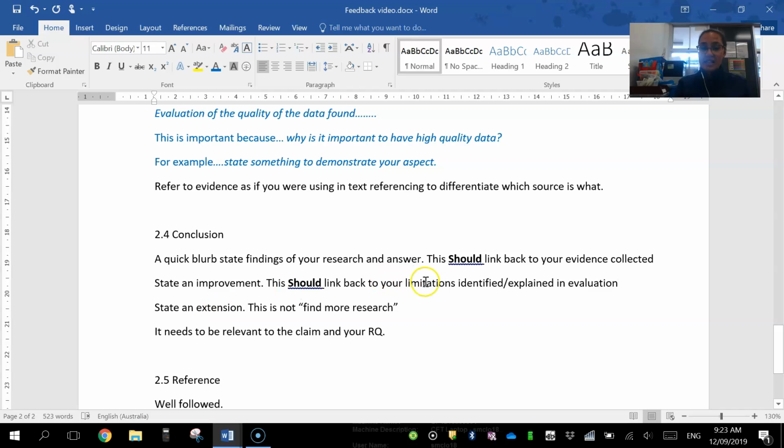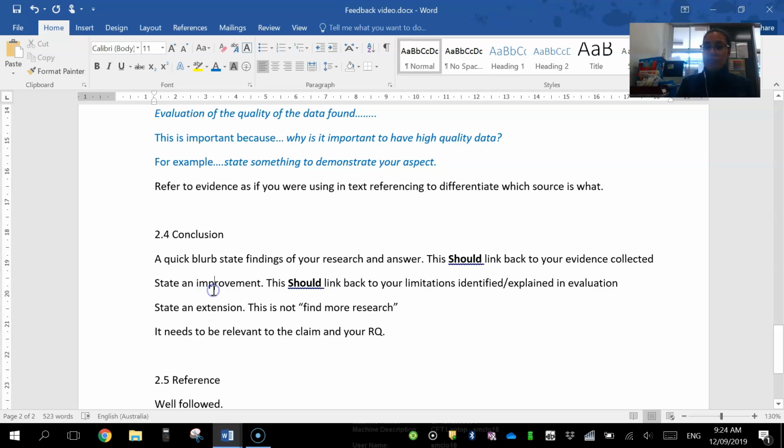And then state an extension. This is not finding more research. If you say this could be extended by finding more research, that's not relevant or specific to the research question or claim. It needs to be linking back to the research question and your claim. So if your thing was about neap tides, then you might go, oh, well, we'll have a look at spring tides or king tides, or looking at the position of the sun, you might want to look at the position of the moon. So those type of things when it comes to showing extension. So there really should be those three things.